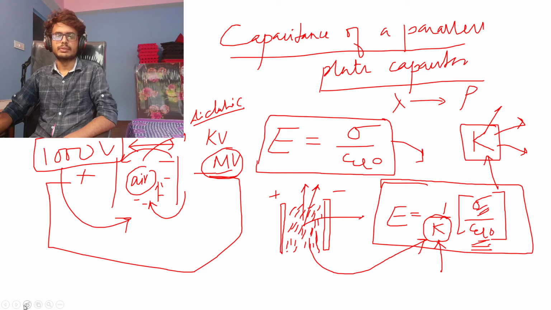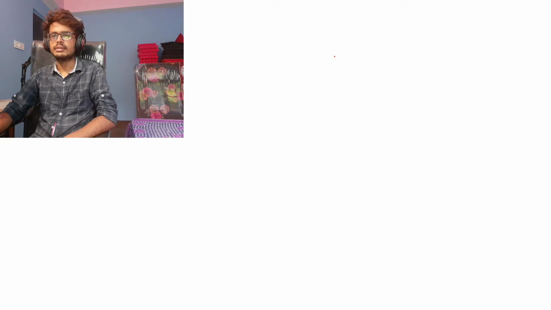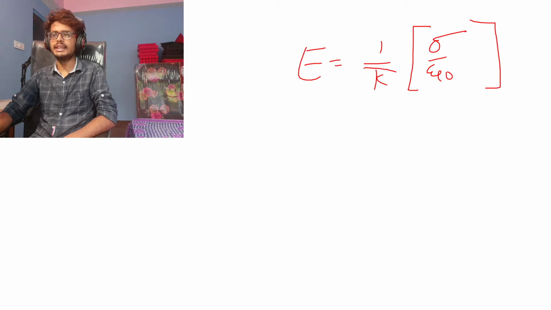Okay, so I'll write it a little bit neater. E is equal to 1 by K times sigma by epsilon naught. Here K is basically the dielectric constant. So K is called the dielectric constant, right?